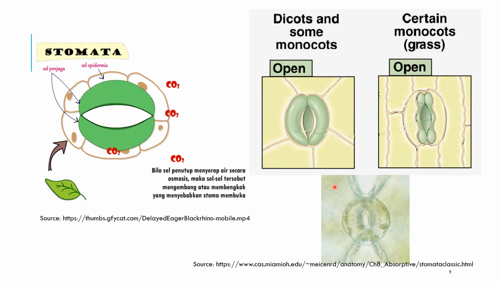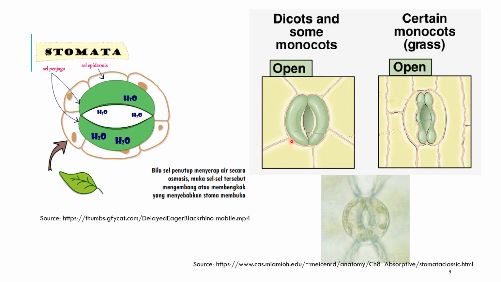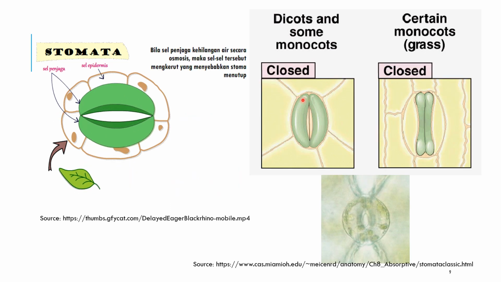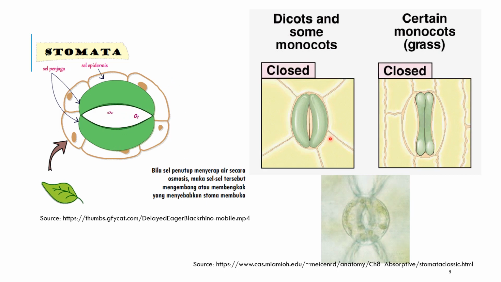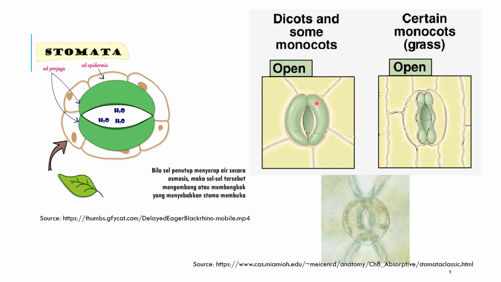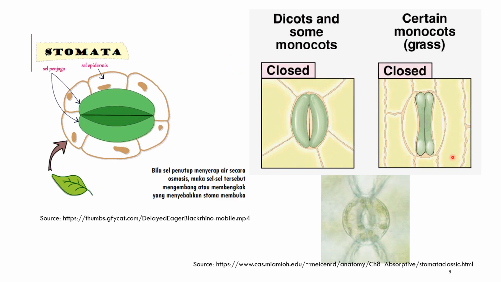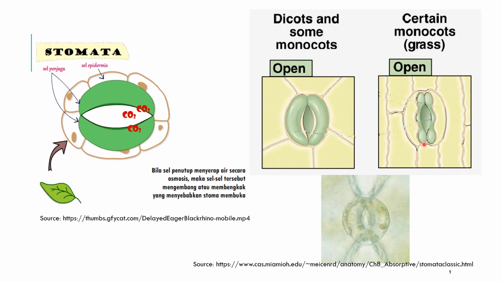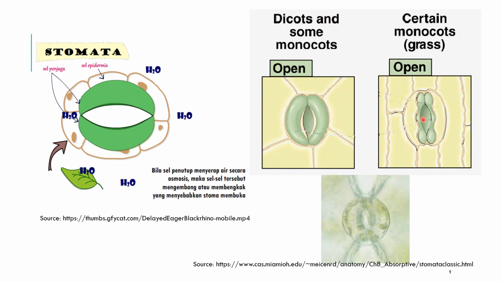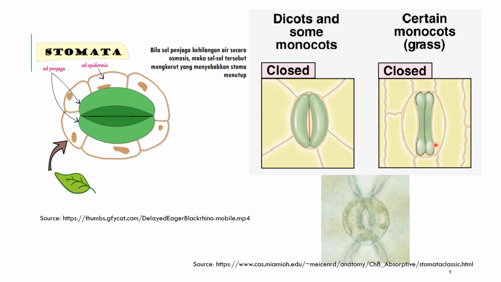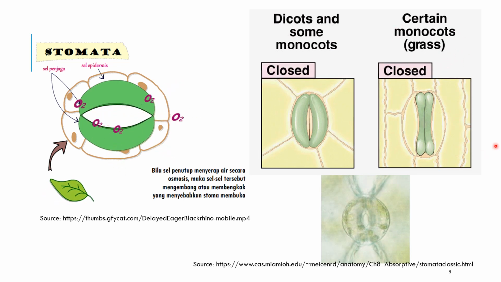On the right-hand side of the picture, you can see the guard cell looks like a kidney shape. They are mostly found in dicots and some monocots. And another one, you can see the guard cell looks like a dumbbell shape. This type is mostly found in certain monocots.